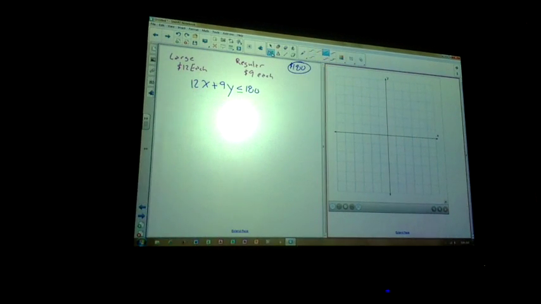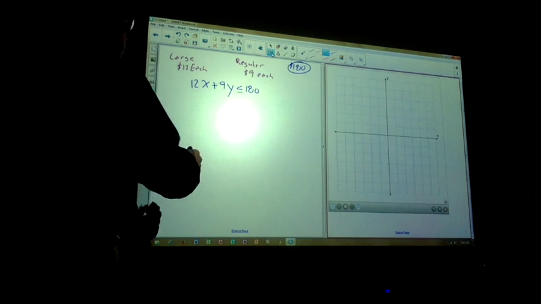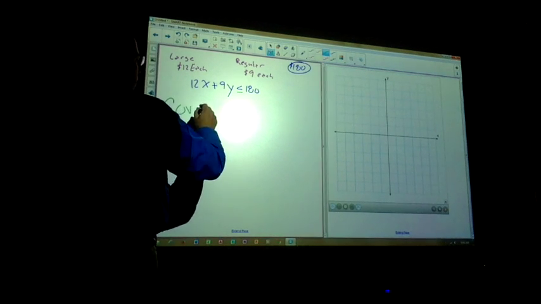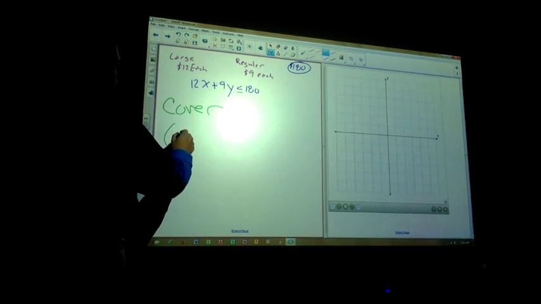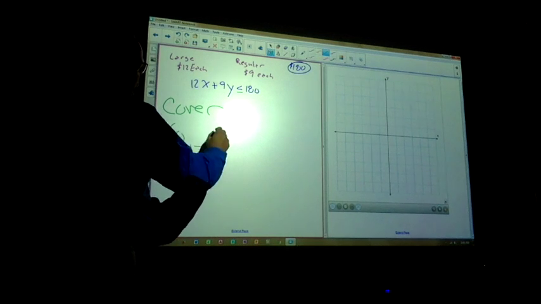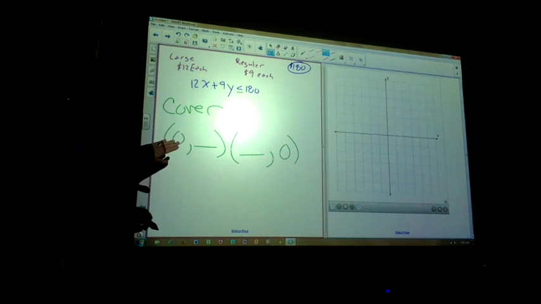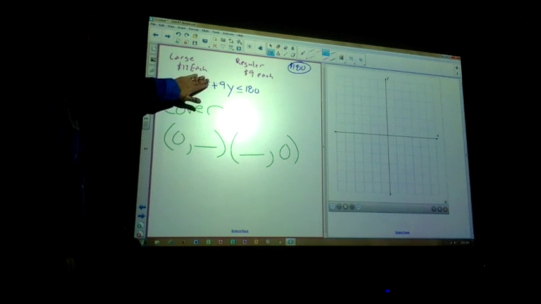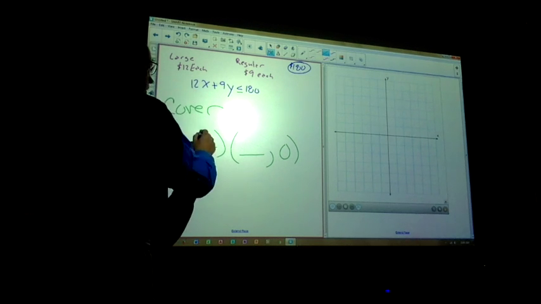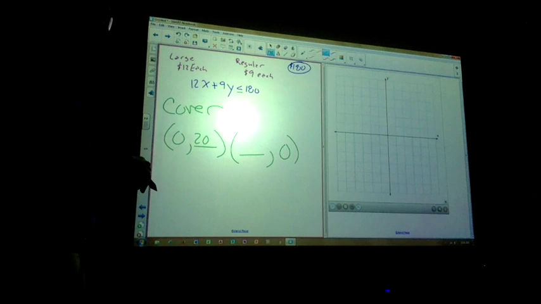You have a calculator out by chance? I do. I think we can use the cover method. So that means I'm going to go 0, comma blank, and blank, comma 0. So if I cover up the x, I get 9y equals 180. So if I go 180 divided by 9, I get what? 20. And we'll scale that here momentarily.